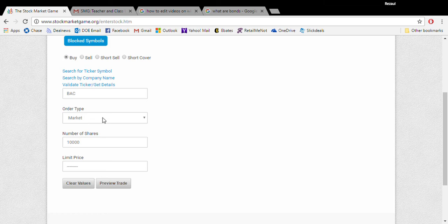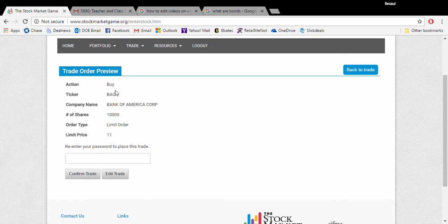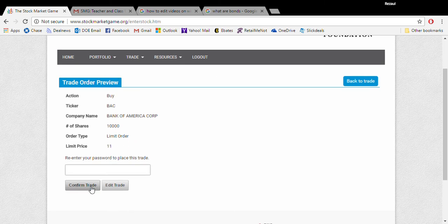But if you want to avoid that, you could choose limit and then put a limit price, let's say $11, meaning you want to buy 10,000 shares, but you don't want to pay any more than $11. So it will continue to buy until the price is at or below $11. Okay, and then you click on preview trade. It gives you a preview of what you are asking your broker to do. Put in your password and you hit confirm trade, and that's it.